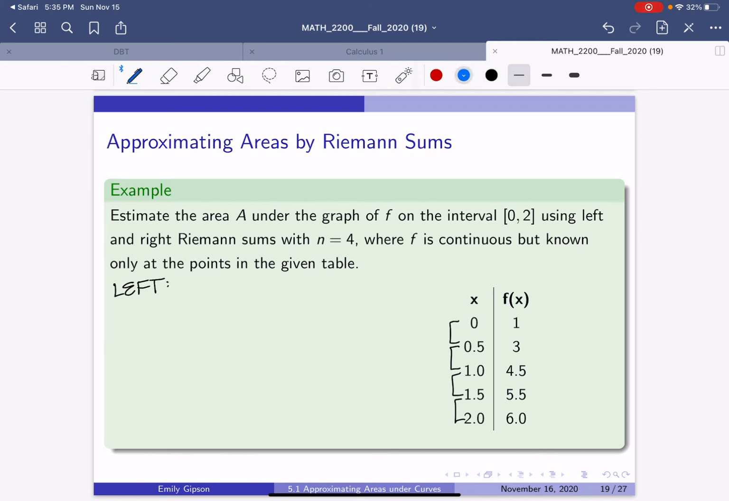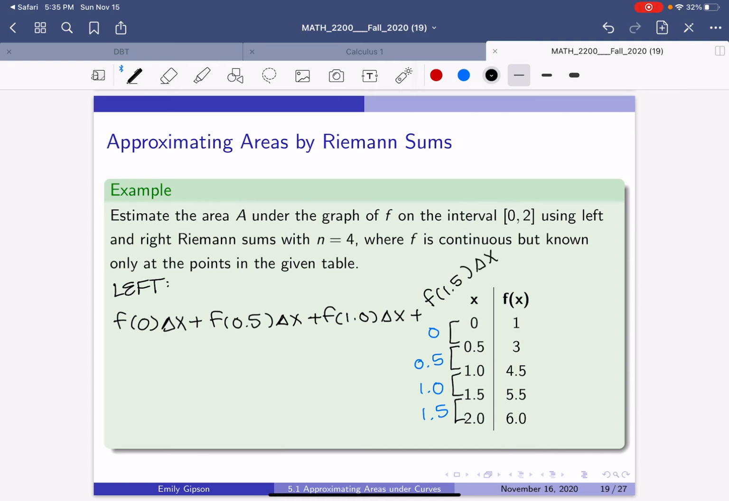So left means I have 0, 0.5, 1.0, and 1.5. And then I'm going to multiply them by my width, which is delta x, which is 0.5. So for my first one, it should be f of 0 times delta x plus f of 0.5 times delta x plus f of 1.0 times delta x plus f of 1.5 times delta x.